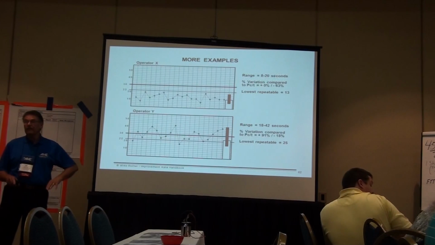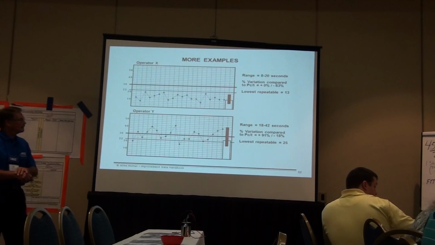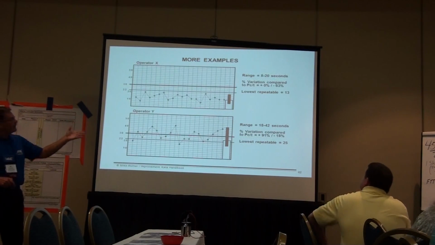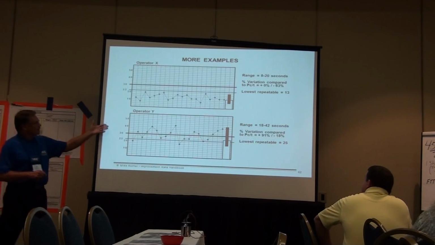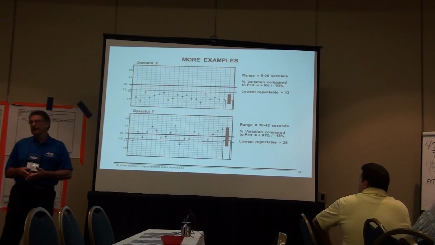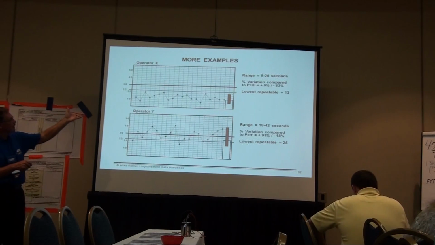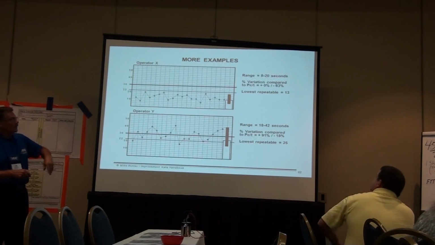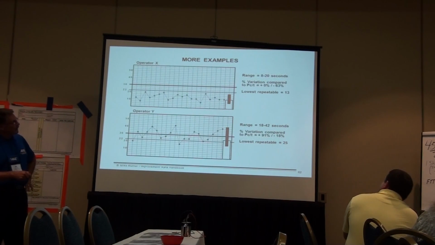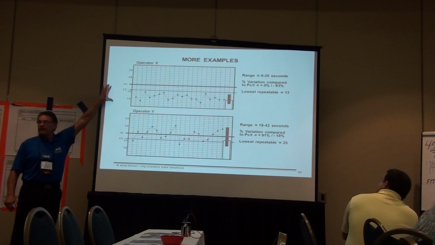Questions? We'll go fast so we'll have time to flip through it. Here's a couple of examples. We've got operator X, maybe he or she worked the first shift, and operator Y, maybe the second shift. If we know our takt time and our planned cycle time, we lay that in. Here's a series of dots. Our lowest repeatable is down here. Our range is here. So what would you say about this person right here?